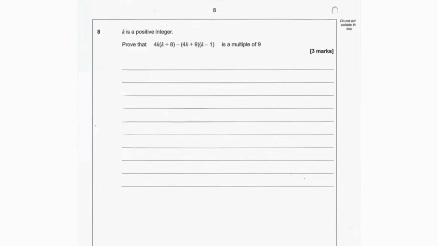Question 8 says k is a positive integer. Prove that 4k times k plus 8 minus 4k plus 9 times k minus 1 is a multiple of 9. So for this, we will first expand the brackets. So that's going to be 4k square plus 32k. Then expand these two brackets. 4k times k is 4k square. 4k times 1 is negative 4k. 9 times k is 9k, and 9 times negative 1 is negative 9.